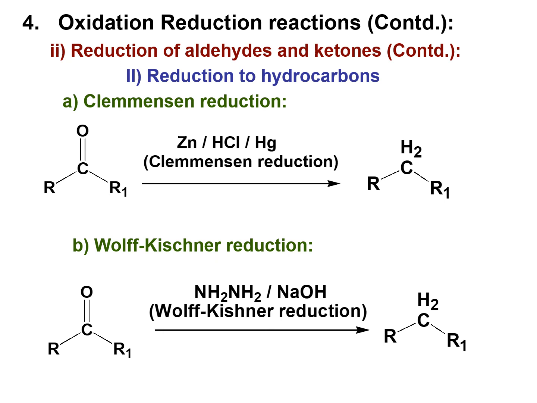Finally, we dealt with the reduction. We had the Meerwein-Ponndorf-Verley, which was the exact opposite of Oppenauer. And we had the metal hydrides and the catalytic reduction of aldehydes and ketones. And finally, the Clemmensen and the Wolff-Kishner reduction.